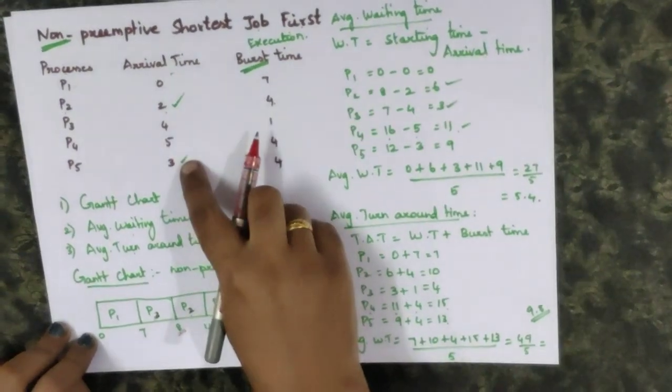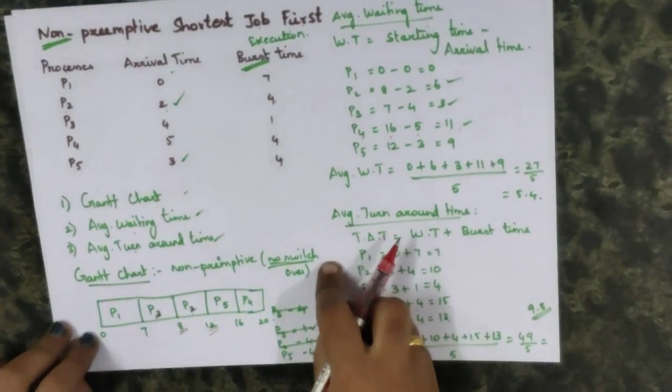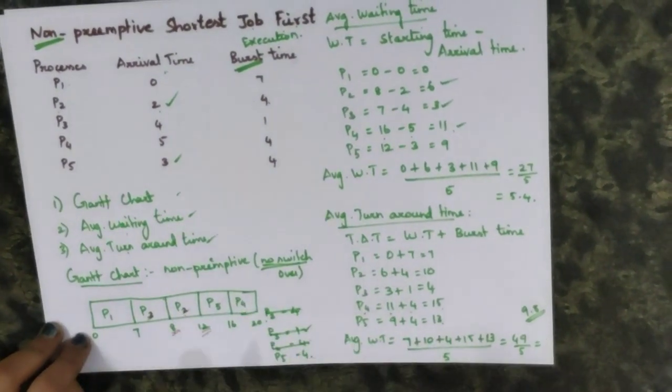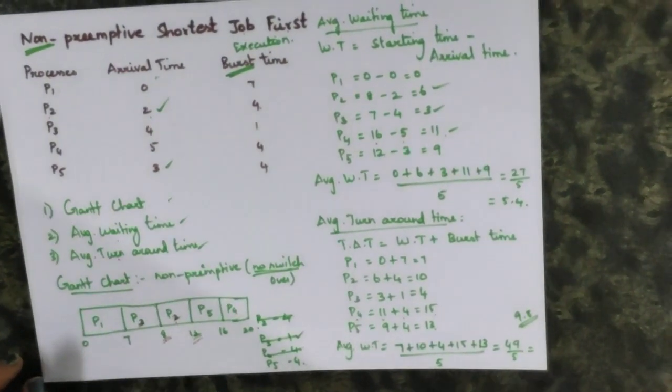Up to all the processes arrived, we have to follow the concept of no switchover. After that we have to draw the Gantt chart based on the ascending order.